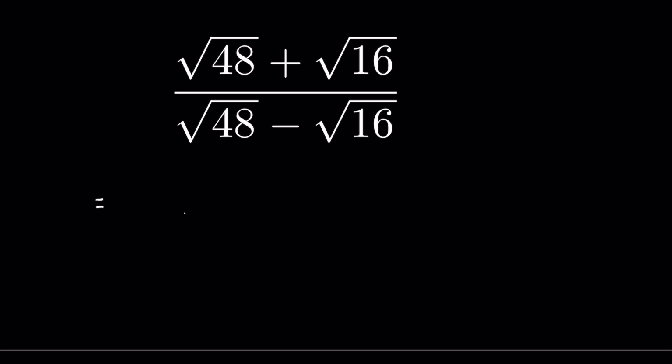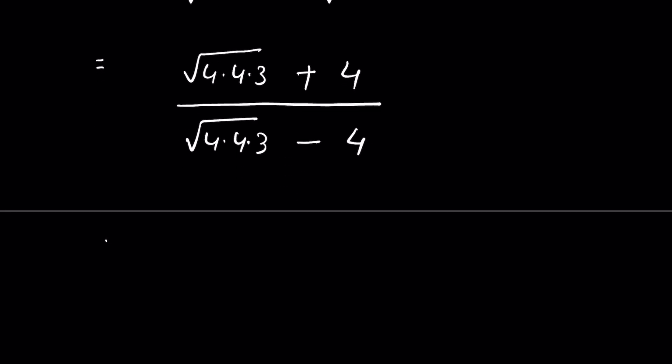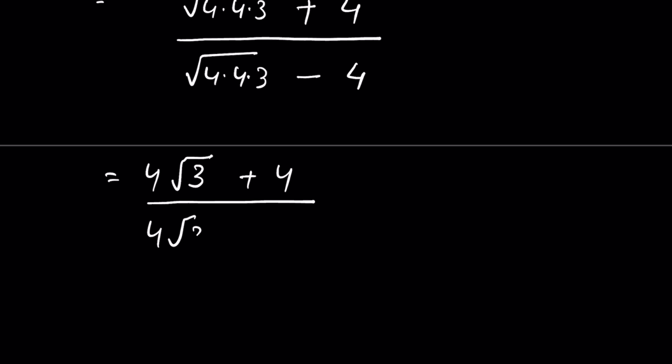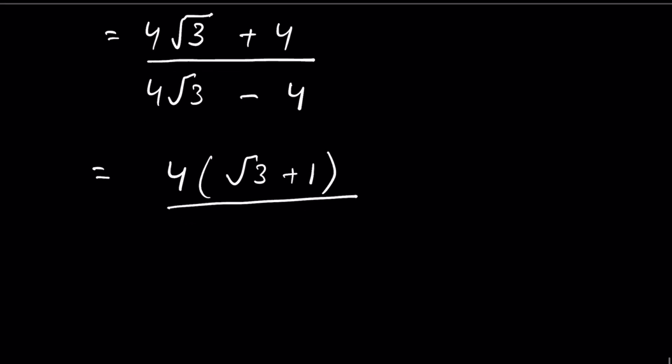Square root of 48 we can write 4 times 3 under square root plus square root of 16 is 4 upon square root of 48 again 4 times 3 under square root minus 4. So this is 3 under square root times 4 plus 4 upon 4 times square root of 3 minus 4. Take 4 as common, so it is square root of 3 plus 1 upon square root of 3 minus 1, and 4 is common, so we can cancel 4.